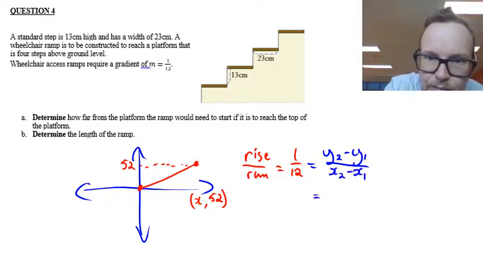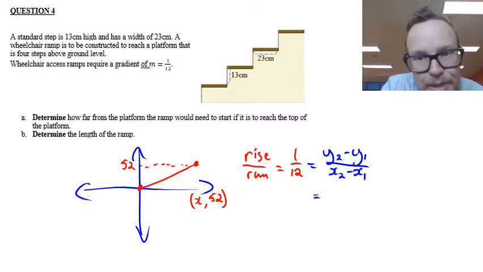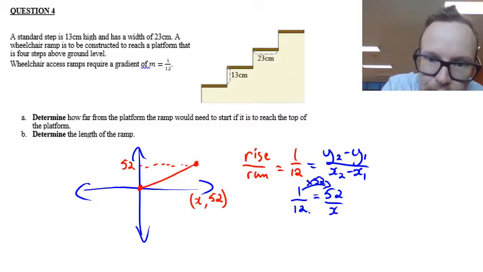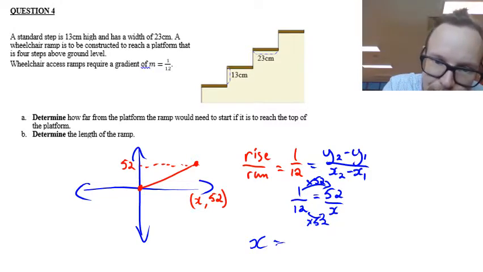And so that means, if I'm taking it as the origin, that means my value for x1, y1 is 0, 0. So I'm left with 52 over x, the x point, 1, and that is 1 over 12. So once again here, I can see going from here to here, I need to multiply by 52, multiply by 52. So that means my x value is 12 times 52, which is 624 centimeters.